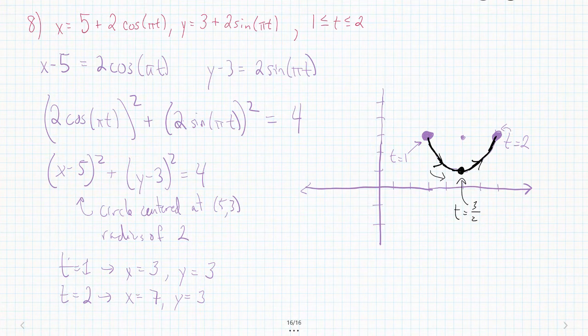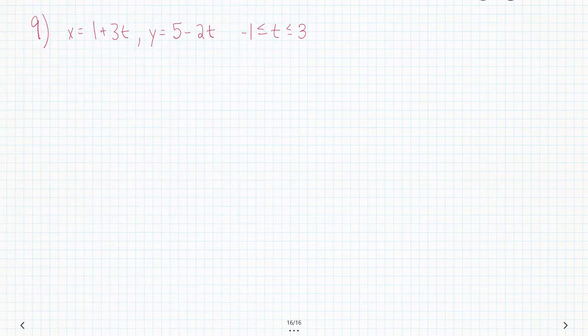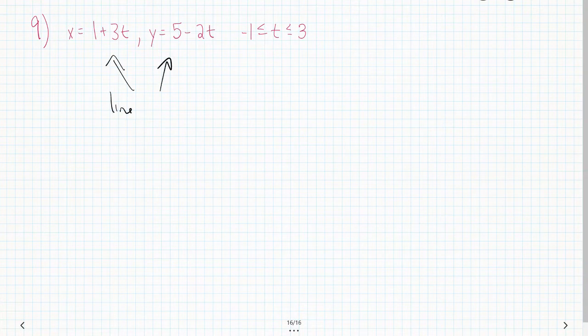So our last problem, let's see how quickly we can work this one out. Notice you have t to the first power in both cases. So this, we know, is a line. But it gets even better than that. You will have restrictions on the bounds. So t equals -1. What does that give us? x equals 1 plus 3 times -1, so that'd be 1 minus 3, which is -2. And our y value is 5 minus 2 times -1, so our y value would be 7.